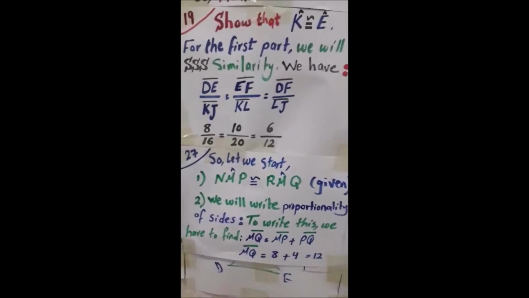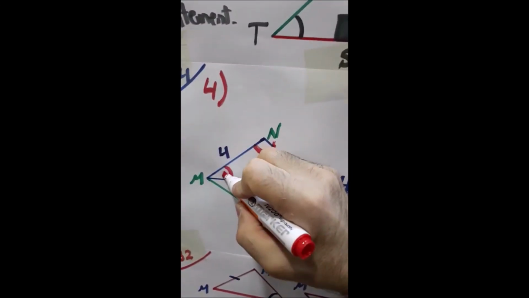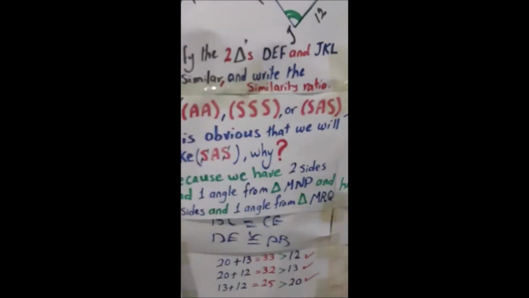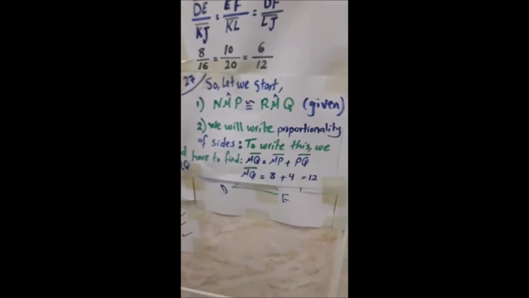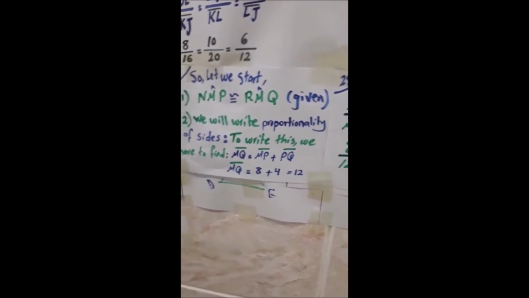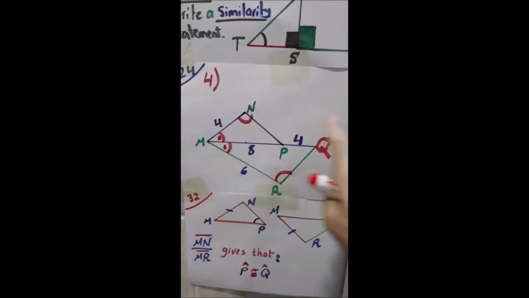So let me start, guys. Number one, we have angle NMP and angle RMQ. They are congruent, it is given. Now we will write the proportionality of the corresponding sides. To write this, as I told you, we have to find the side length MQ of the triangle MQR.